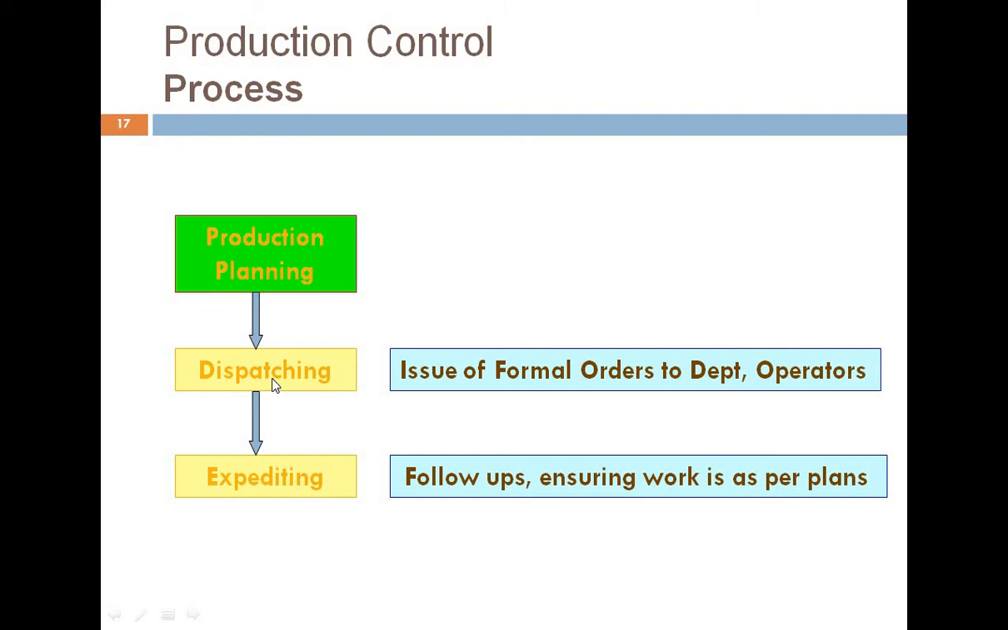The first step during production controlling is dispatching, which means whatever load assignment we have decided in loading, we need to issue formal orders to the department, to the supervisors, to the operators: which man is responsible for which particular machine, which machine will take care of which task, which department will take care of which operations, and by what time period everybody needs to execute their orders. This is the communication perspective. Dispatching means communicating the formal order to the concerned departments.